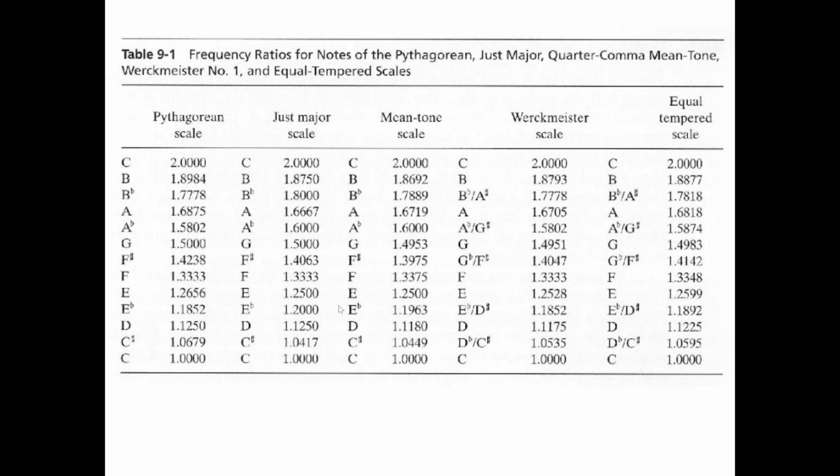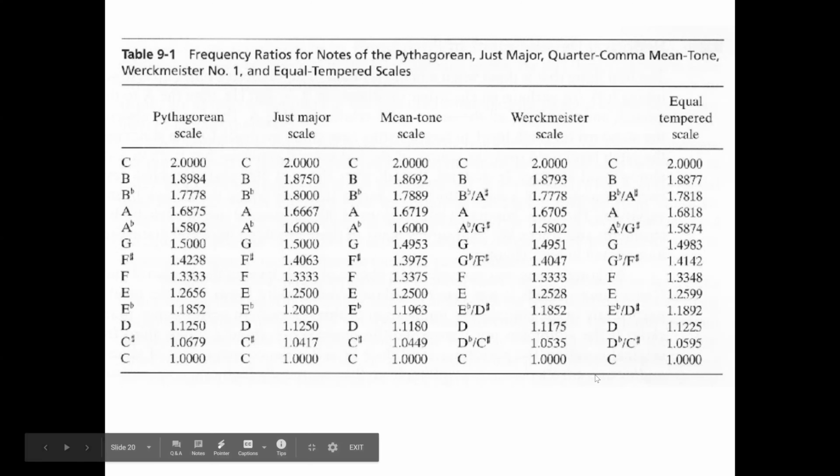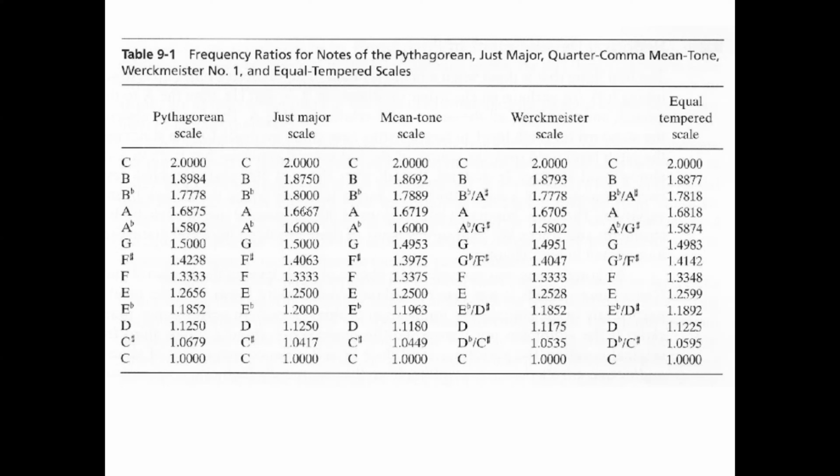unplayable. And doing the same third there, 1.7818 divided by 1.4142. That is 1.2599, which is the same 1.2599 we have between C and E here. So we're moving between these different scales.